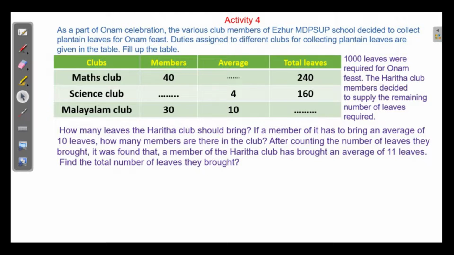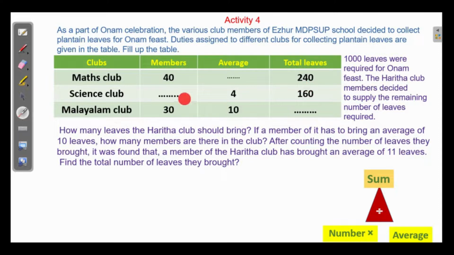Maths club. How many members? What is the average? We have learned the trick to remember average, sum and number. So here we have to find out the average. So average is equal to sum divided by number. So 240 divided by 40. That also you can do in your mind. Dividing by 10, cancelling this 0 first, then 24 by 4. 6 fours are 24. So the average is 6.